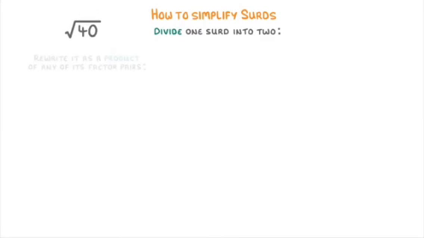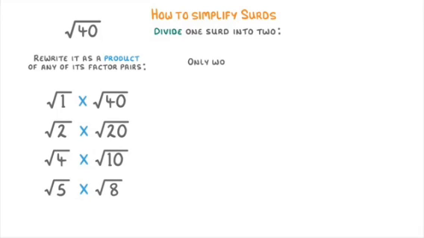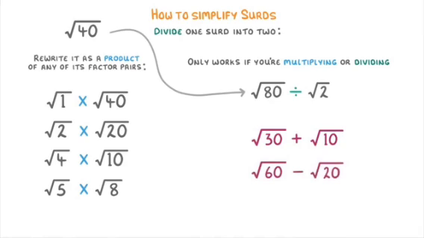Now we shall begin by looking at how to simplify √40. If we look at the factors of 40, it will give us 1 times 40, 2 times 20, 4 times 10, and 5 times 8. So these are the factors that will give us 40. Then we can also do it by using division, which is √80 divided by √2. But we cannot use the addition or subtraction method for simplification.